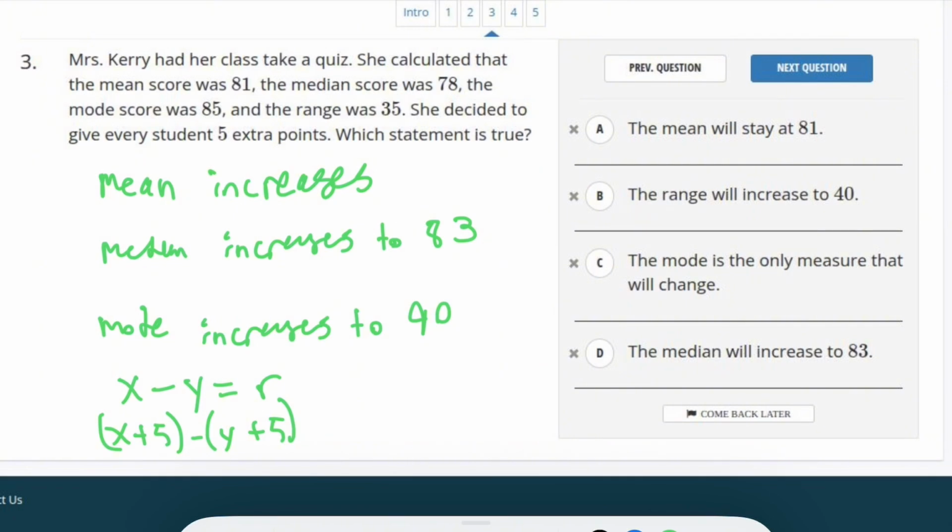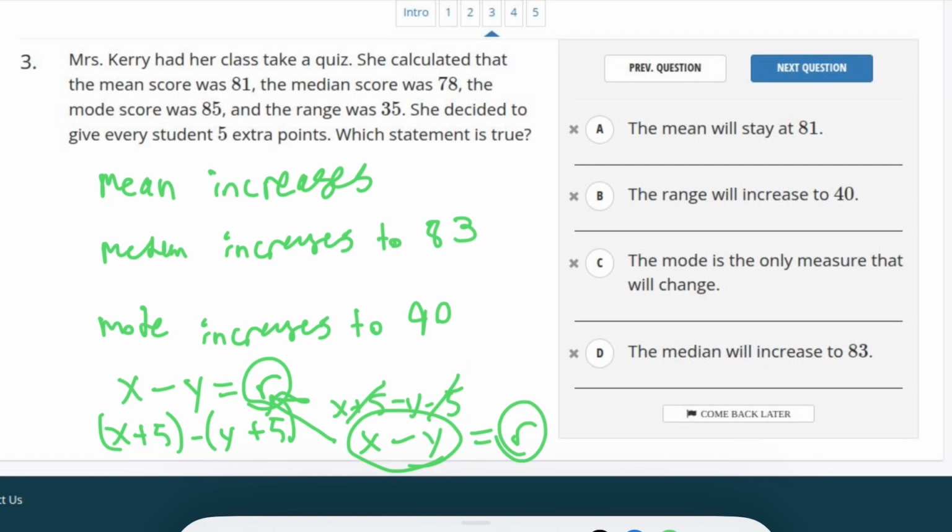But let's see it algebraically. x plus 5 minus (y plus 5) changes into x plus 5 minus y minus 5. We don't know what x and y equal. The plus 5 and minus 5 will cross out, so we are left with x minus y. And we know x minus y is r. So we are left with the same answer, r and r. So the range will stay the same.